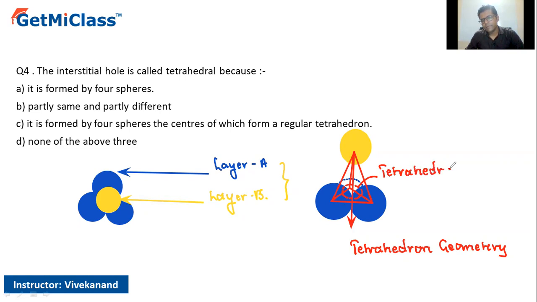tetrahedral void. This tetrahedral void is formed because of the 4 spheres, out of which 3 are from one layer and 1 is from another layer. Therefore, it is formed from the 4 spheres, the center of which forms a regular tetrahedron. So therefore, our answer over here is C.